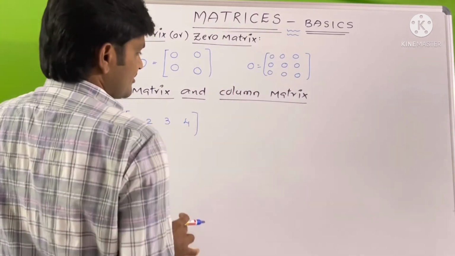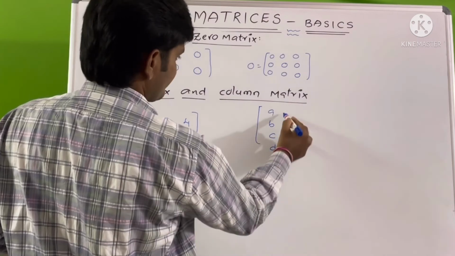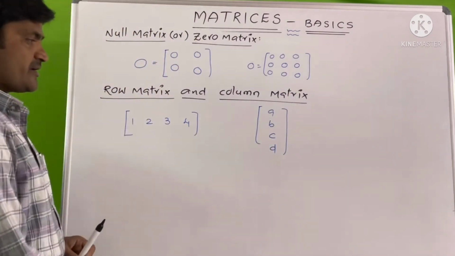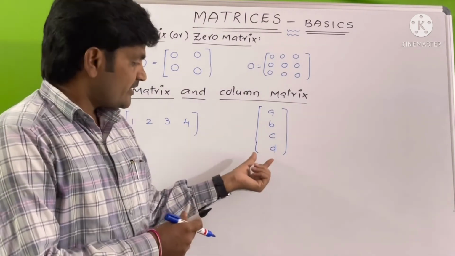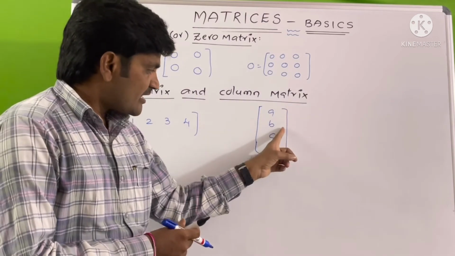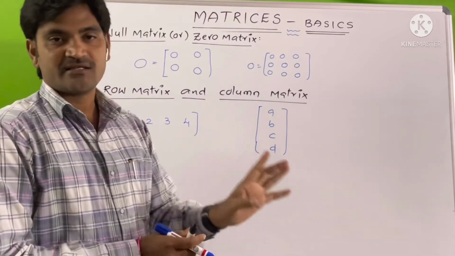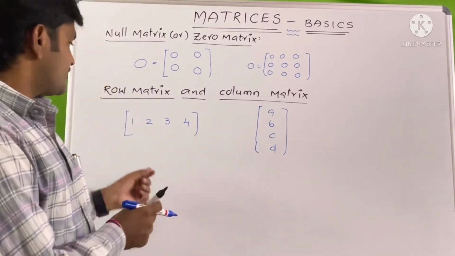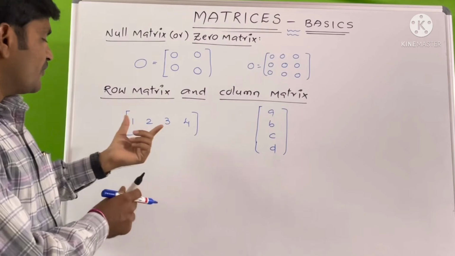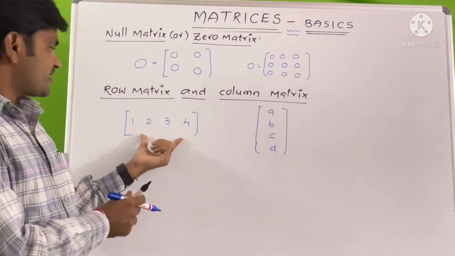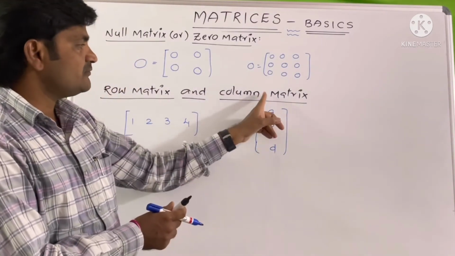Now one of the examples of a column matrix is A, B, C, D. So this is a column matrix. In a matrix, only one column is there. Then that matrix is called a column matrix. So horizontal line is called row, vertical line is called column. Only one row is available, that is called row matrix. Only one column is there, that is called column matrix.